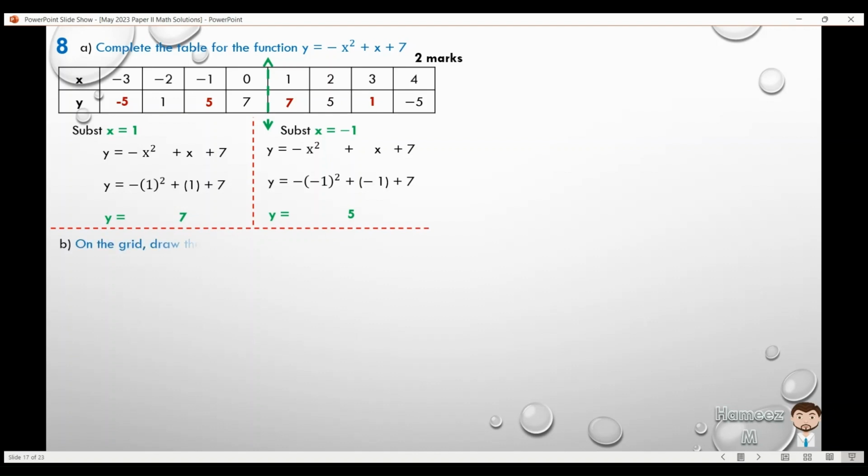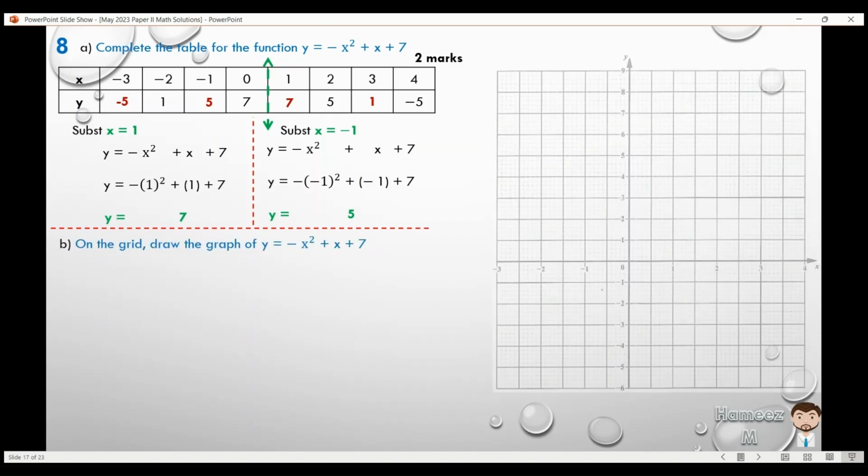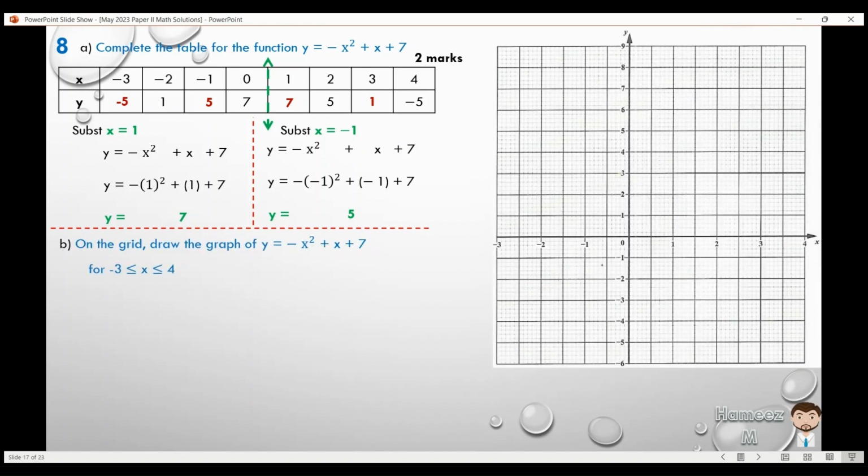Let's go on to the next part. On the grid, draw the graph of y is equal to minus x squared plus x plus 7, for the x values from minus 3, we're including that, to 4. And if we look at our grid, we can see that's our whole x-axis that they've already labeled for us. And notice that the coefficient, or the number in front of x squared, is minus 1, which indicates that this graph is an inverted U-shaped graph.